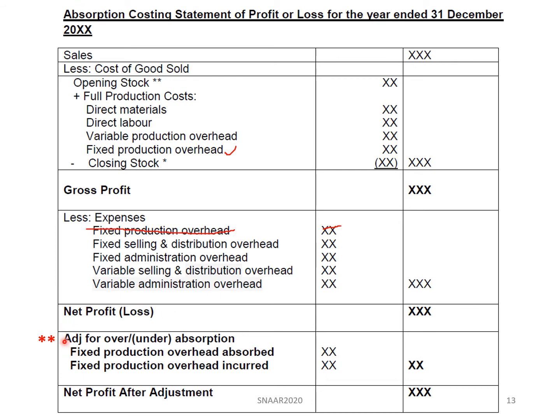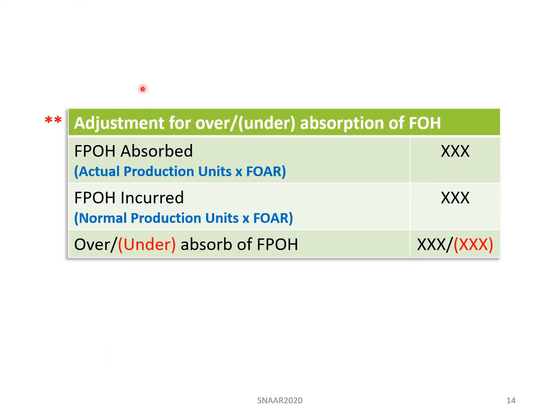Lepas tu kita kena adjust for over and under absorption. So, you akan compare untuk dapat over ataupun under ni. You kena compare fixed production overhead absorb dengan fixed production overhead incurred. Beza dia tu dapat dekat sini. Then barulah you dapat adjusted net profit. Okay, clear about the pro forma. This one, kalau you perasan, tadi ada adjustment for over and under absorption of fixed overhead, right?